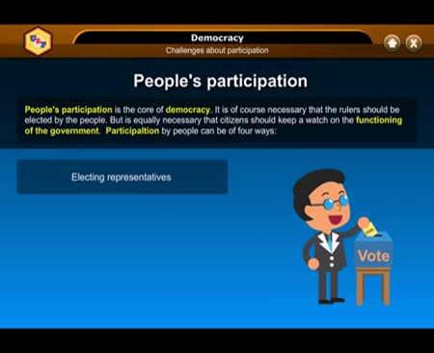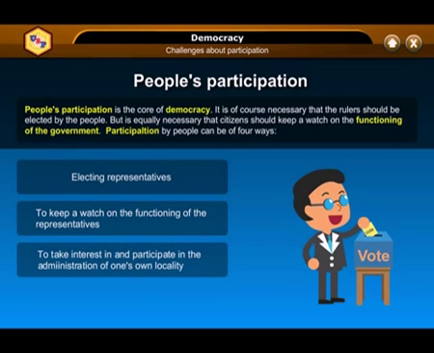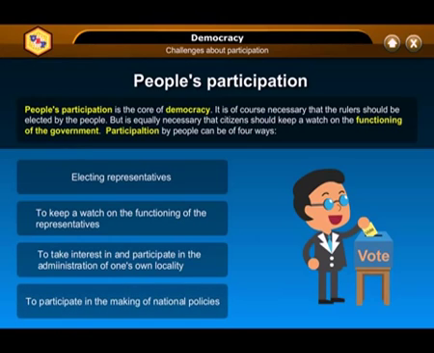Electing representatives. To keep a watch on the functioning of the representatives. To take interest in and participate in the administration of one's own locality. To participate in the making of national policies.